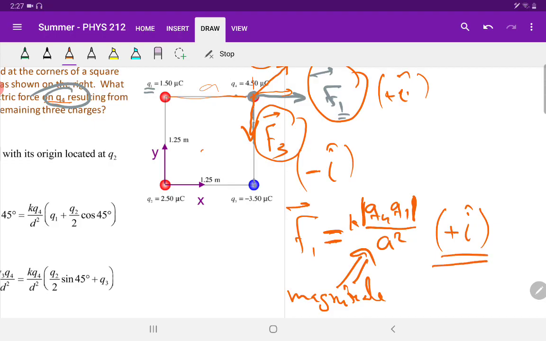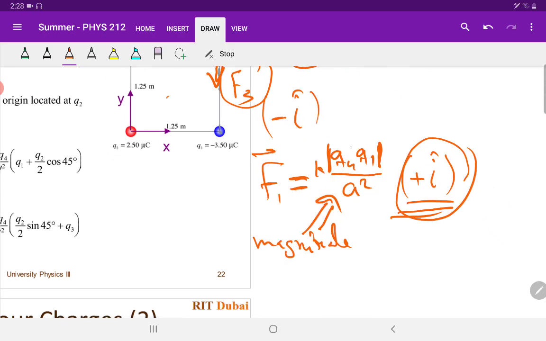Why? Because I already have the sign. The direction is already done. So all I need to do here is find the magnitude. I have the magnitude of Q4 and the magnitude of Q1, so I don't need to put the negative charge in this case. Why? Again, because I already found the direction.